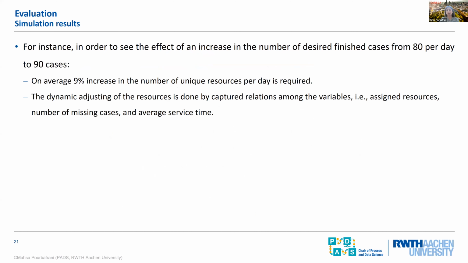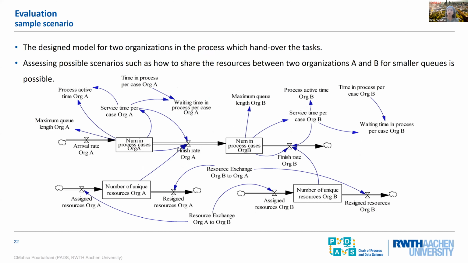This is another sample scenario that we have. This is for organization. So as I said, we have the different aspects. The SD logs or the coarse grain logs are discovered for two organizations in our process and their interaction. And then you can see and simulate the exchange of the resources based on two organizations, based on their arrival rate and their finish rate.